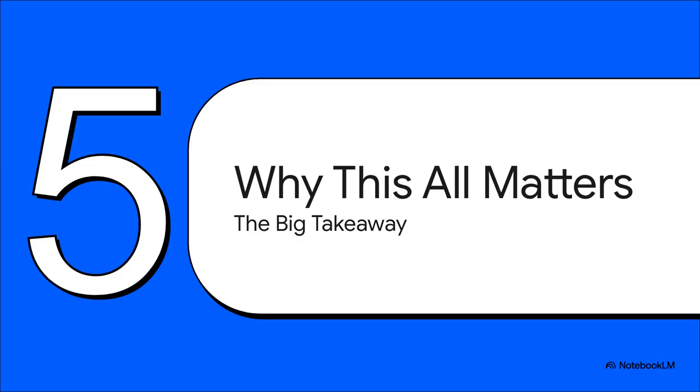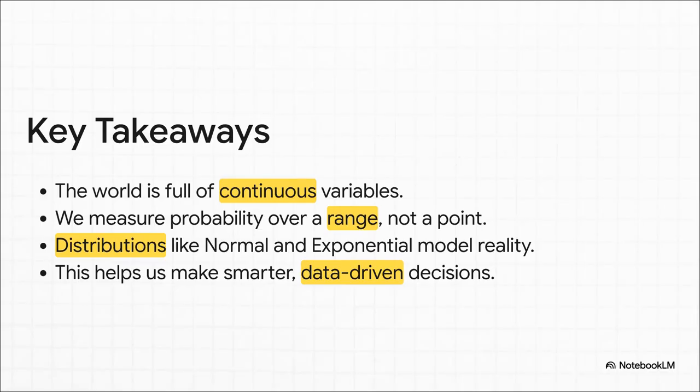Okay, so let's zoom out. What's the big picture here? What's the crucial point we should really take away from all this? Why should we even care about modeling the infinite? The big takeaway is that the real world is often continuous. It's messy. It's not made of neat little countable blocks.